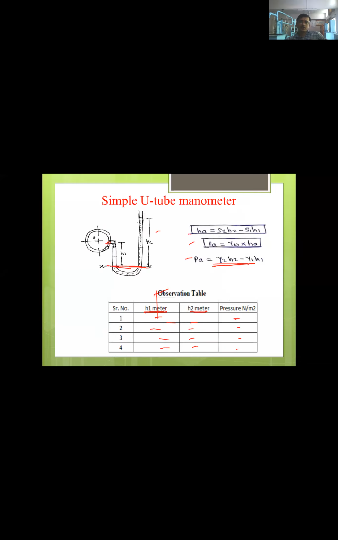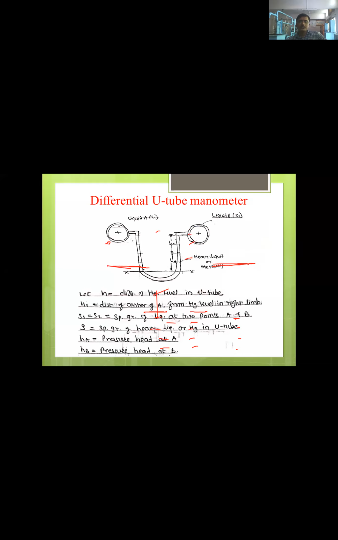Next, this was about the simple tube manometer, how to measure the pressure with the help of a simple tube manometer. Next is the differential tube manometer. Sometimes instead of finding the pressure intensity at a particular point, we need to find out the difference in the pressure between two points, like in the case of a venturimeter also. The venturimeter's working is based upon creating a pressure difference.